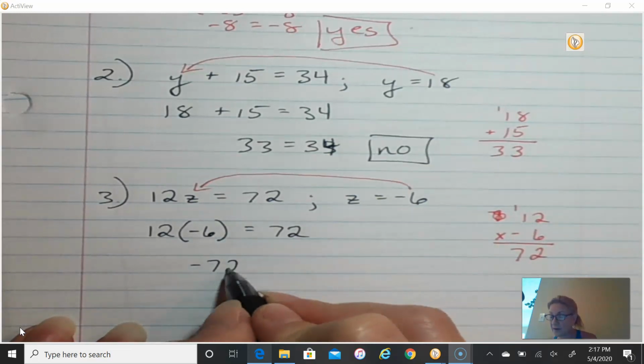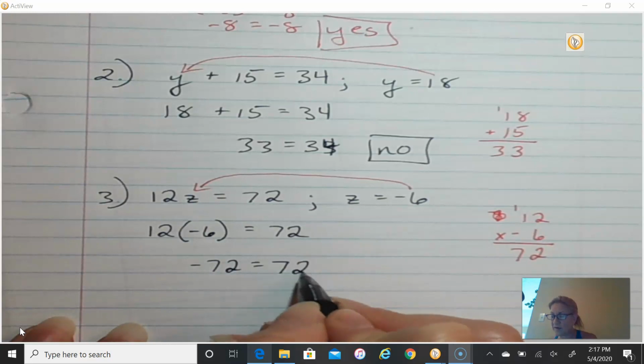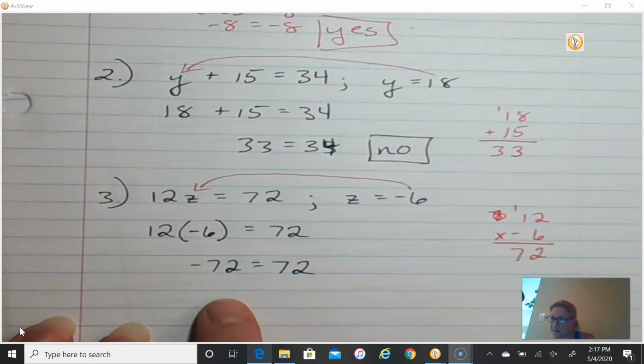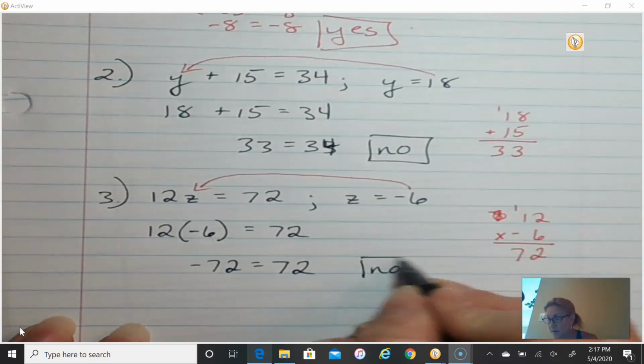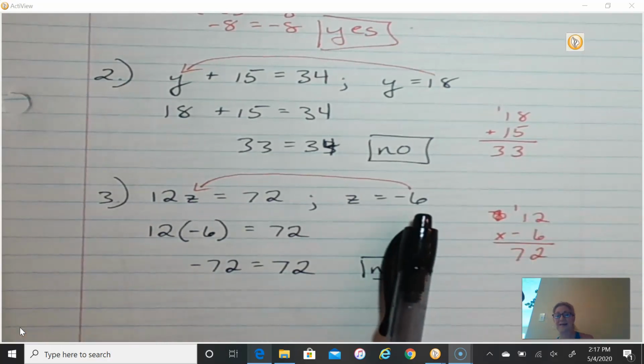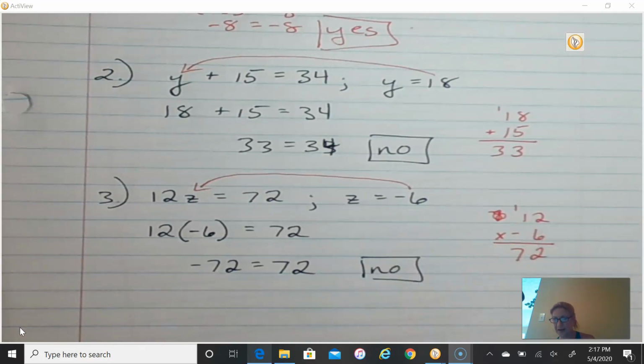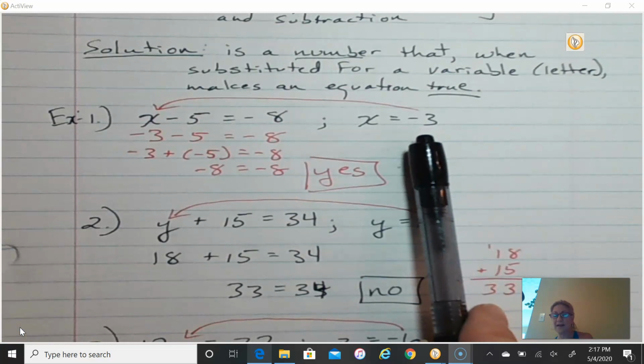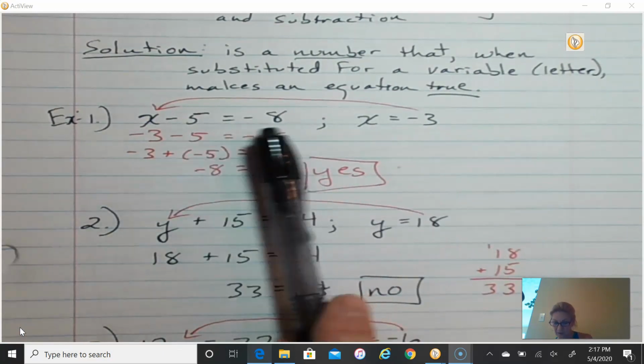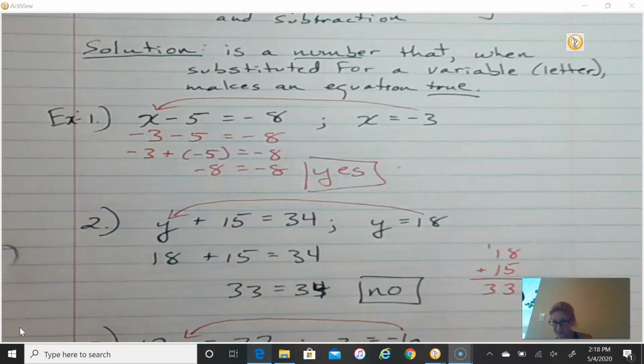So -72 equals 72. Does -72 equal 72? No. So the answer is no. That is not a solution. You can't do it. So that's the question. Is -3 a solution to this equation?